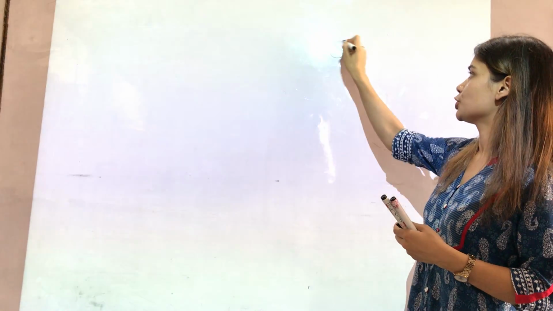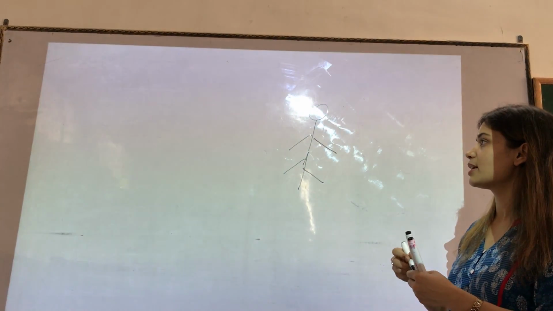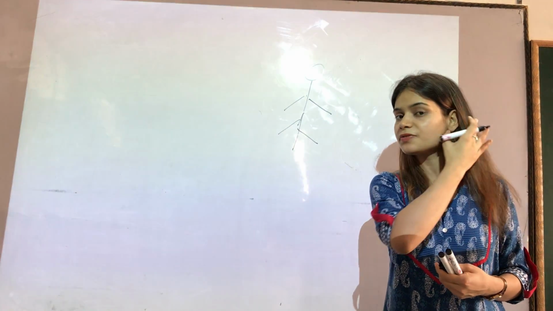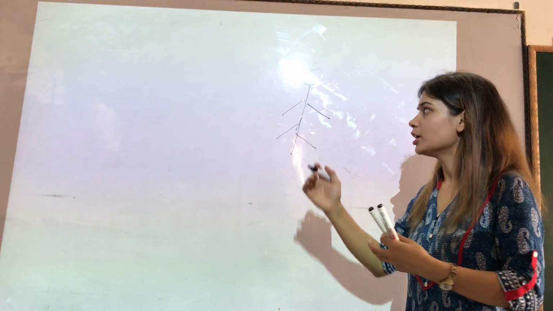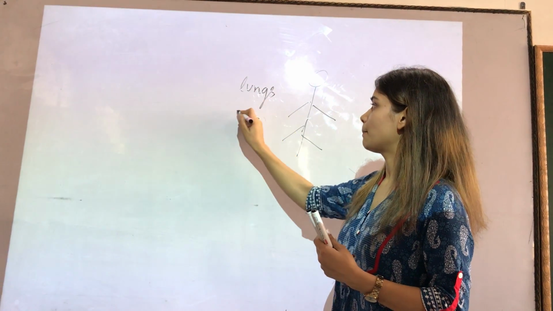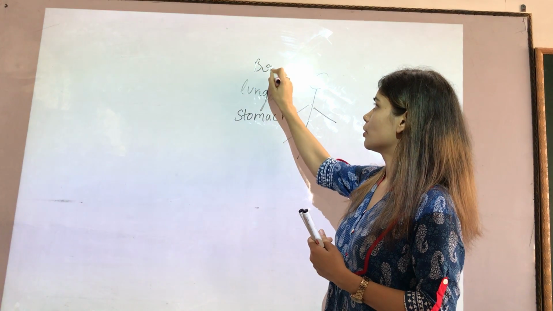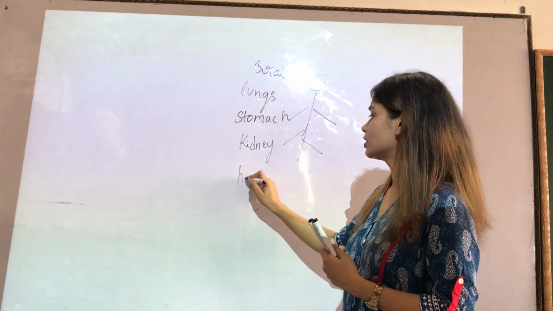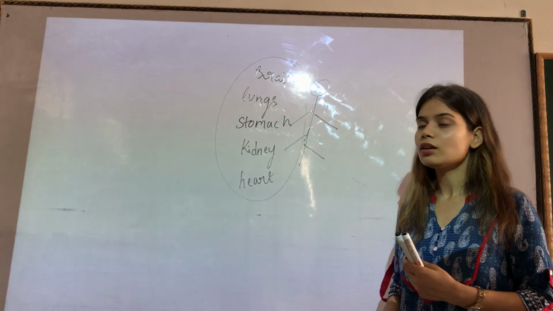For example, this is a human being. In human beings there are many organs. There is one organ like the digestive system to digest the food, the respiratory system to respire, kidneys. There are many organs. Lungs are there, pancreas is there, stomach, brain, kidney, heart. So these all are the organs inside our body, right?